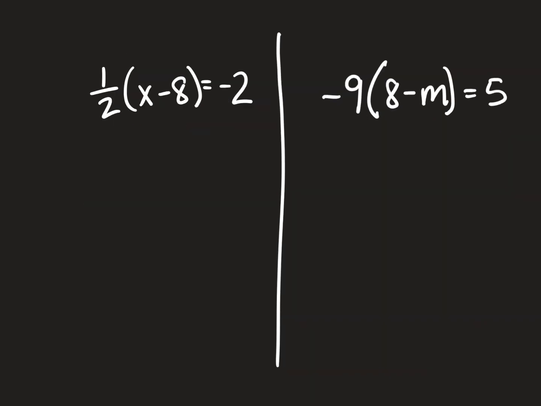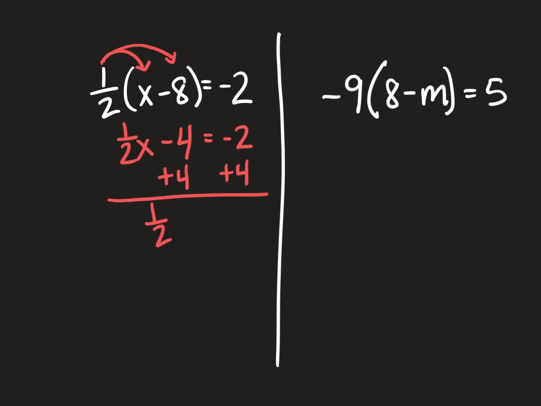For this next problem, don't let the fraction distract you. We're still going to distribute that to what's inside of the parentheses. So we have 1/2 x, and then 1/2 of -8 would be -4, and then equals -2. Add the constant here, 4, to isolate 1/2 x. We get 1/2 x is equal to 2. And then when we multiply by 2, we get x equals 4.